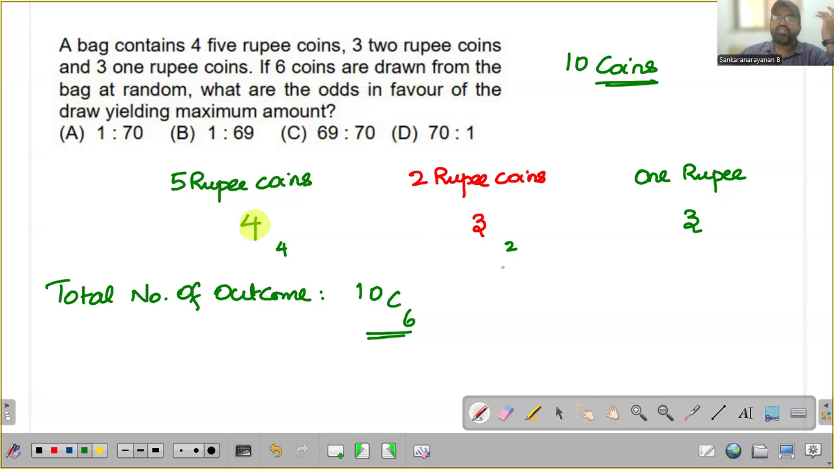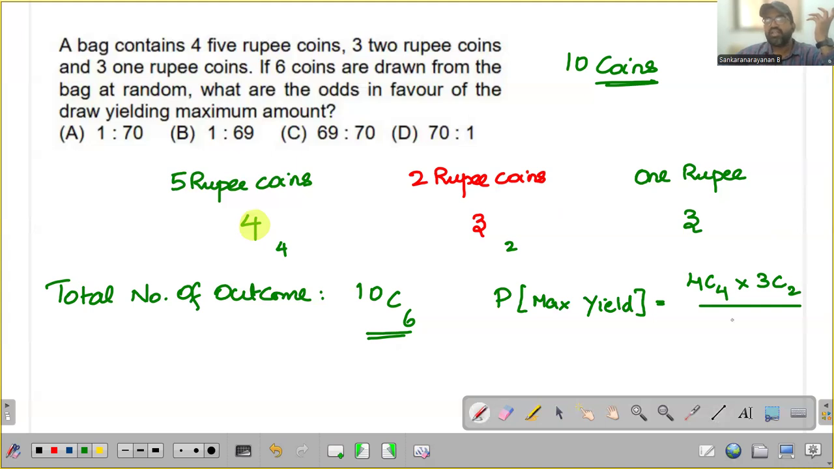So what is that probability? Probability that maximum yield happens, how much will it be? That is equal to 4C4 and 3C2 upon total number of outcomes, that is 10C6. I hope this part is clear to you. You are selecting all 4 5 rupee coins and 2 2 rupee coins from 3 available. So 4C4 into 3C2 upon total, which is 10C6. You are drawing 4 plus 2, 6 coins, 10C6.